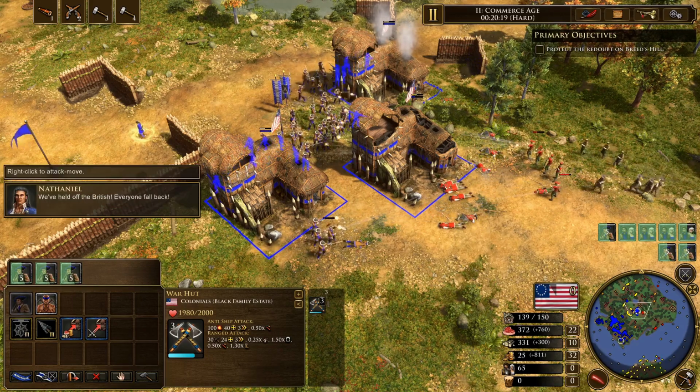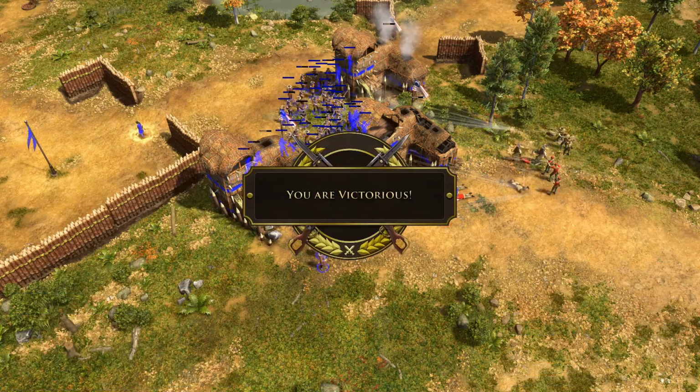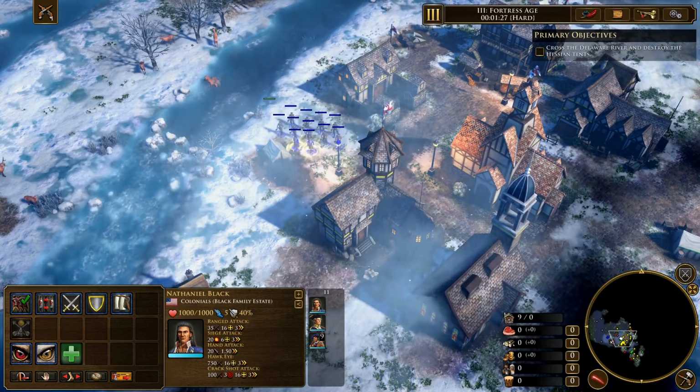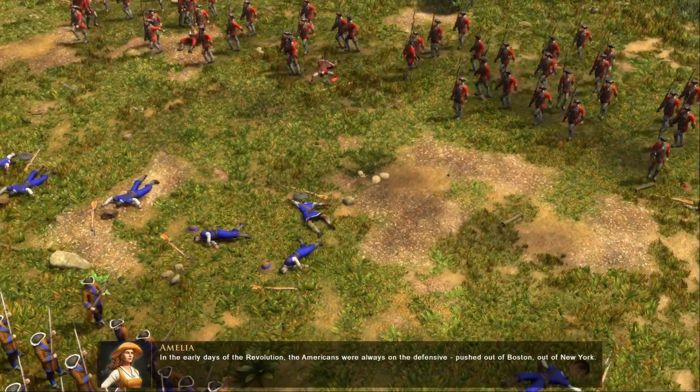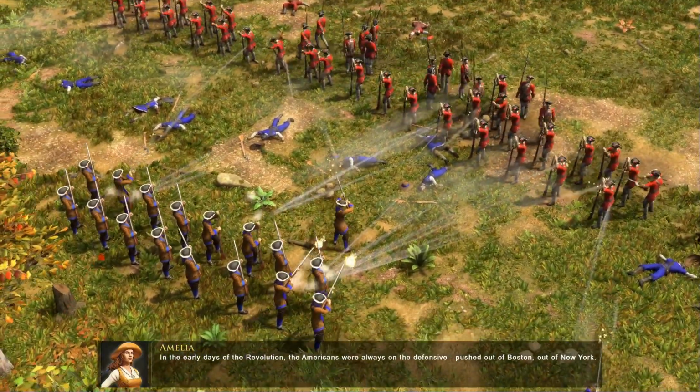Unlike the last level, where the enemy didn't attack my base at all, this victory felt earned, and I couldn't wait to see what the next mission held in store for me. Anyways, even when holding this position for so long, eventually Nathaniel and his men have to retreat.